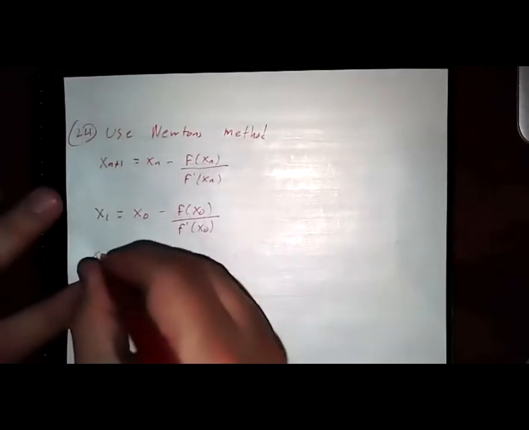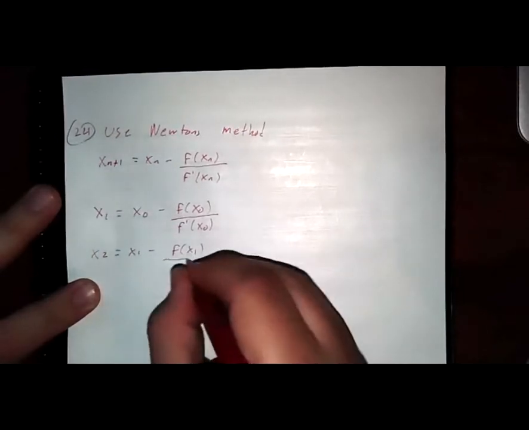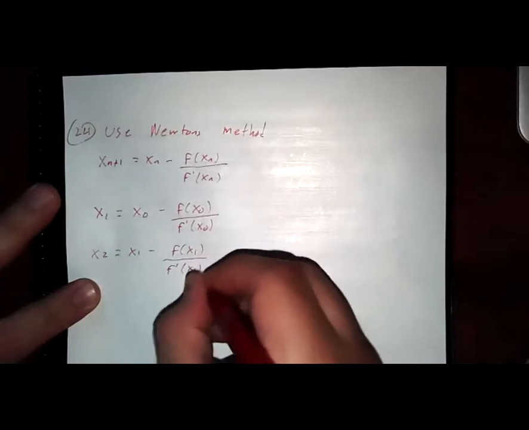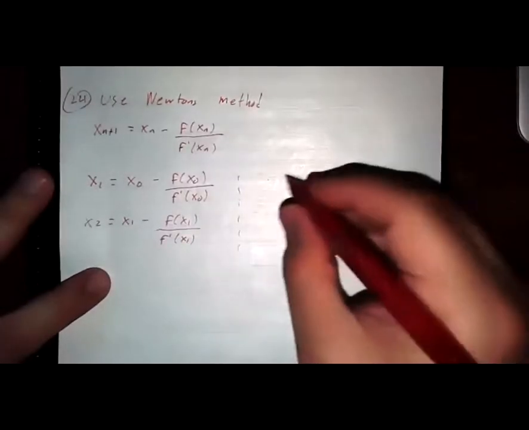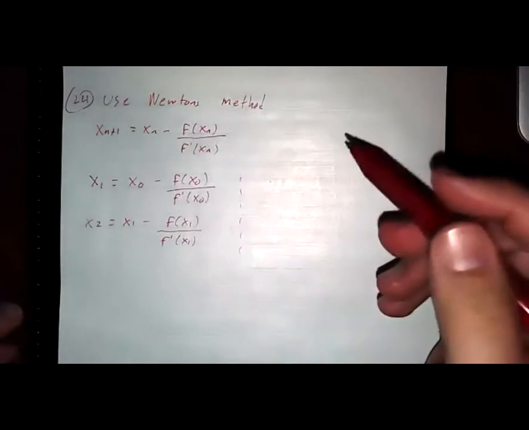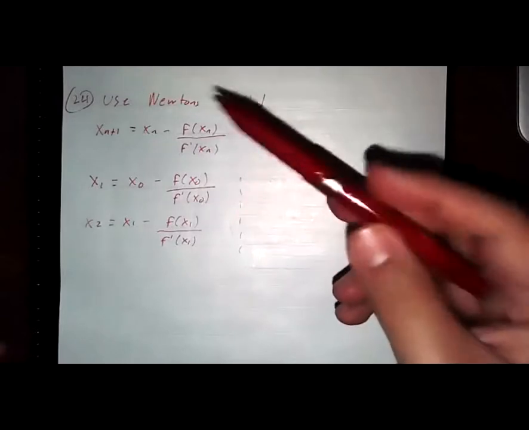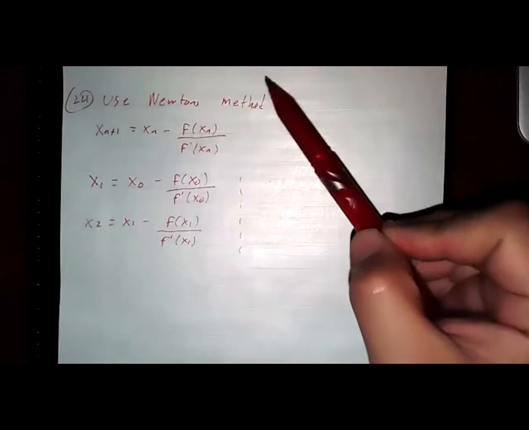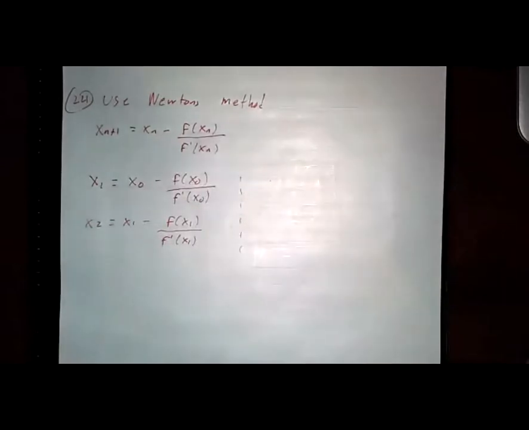So x2 would be x1 minus f of x1 over the derivative at x1. So you see how this repeats forever, right? So this is called an iterative method. This is something you would program, because you're not going to do this a million times, right? That's stupid. So Newton's method will approximate a zero using this general formula. So the exam will make you do it twice. That's it, because it wouldn't make sense to make you do more than that.